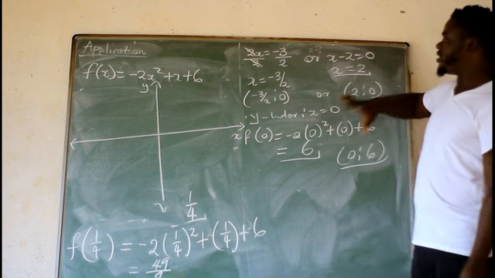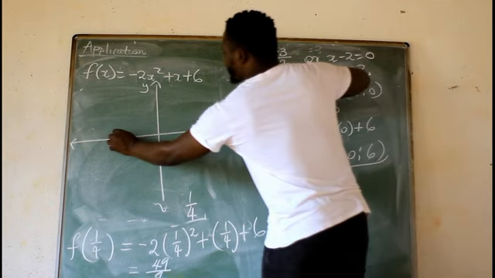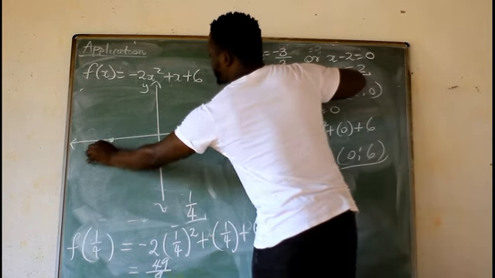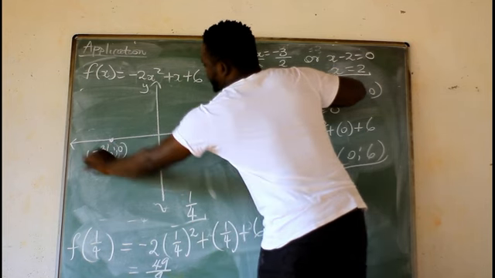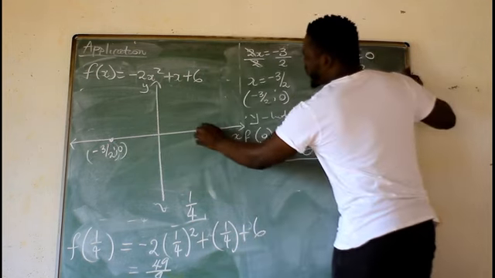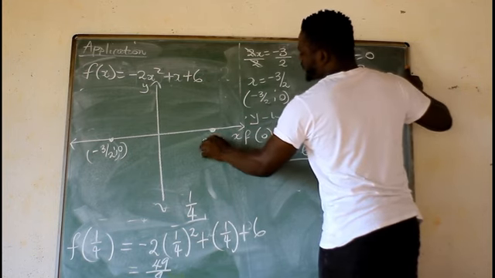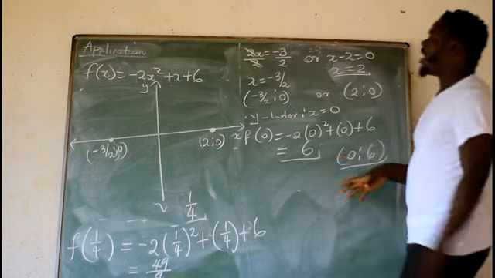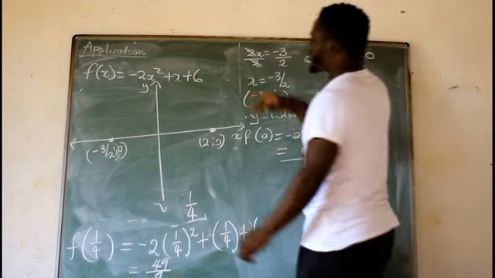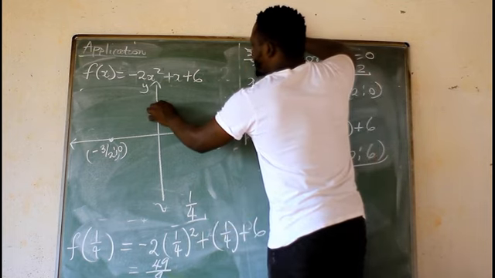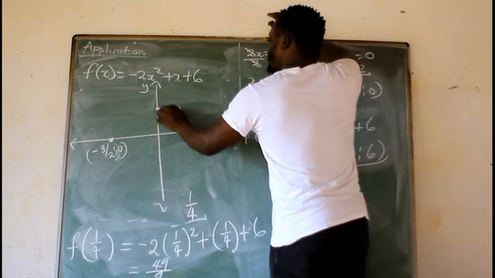First things first, you need to have the x-intercepts. You have negative 3 over 2 and 0, let's say it is at this point. And you have 2 and 0, where 2 is on the positive x-axis. And you have your y-intercept, which is 0 and 6. Let us say 0 and 6 is at this point.